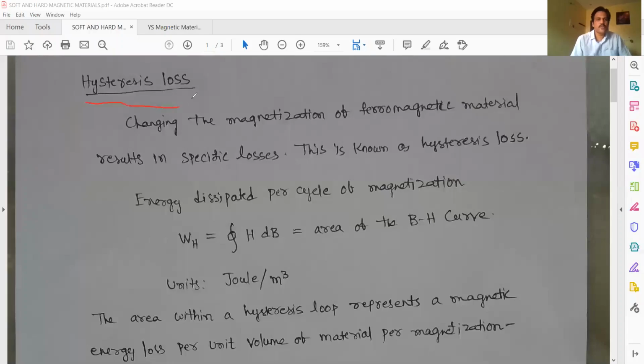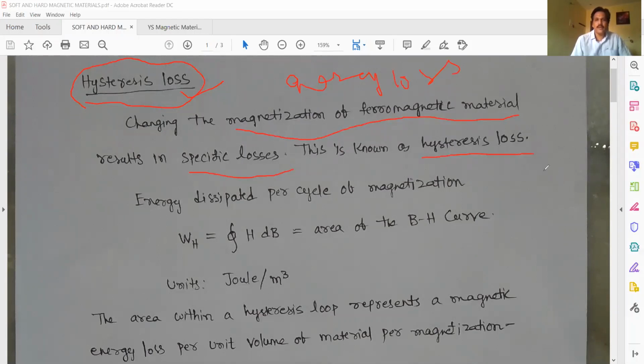So hysteresis loss. Why this hysteresis loss? Due to magnetization and demagnetization. A cycle of magnetization and demagnetization in the material produces this loss. Hysteresis loss, we also call it energy loss. Changing the magnetization of ferromagnetic material results in specific losses. This is known as hysteresis loss.